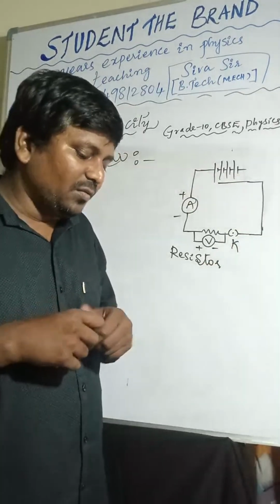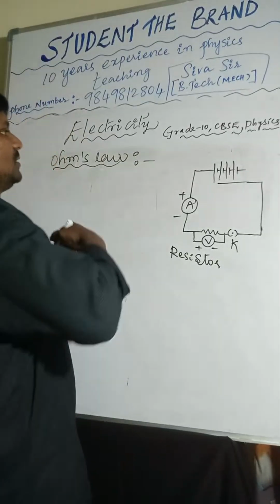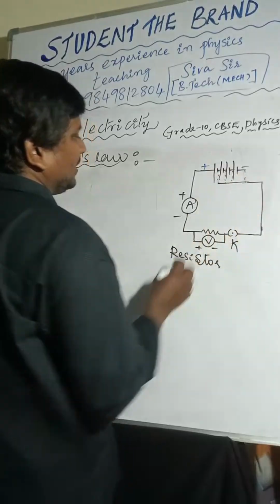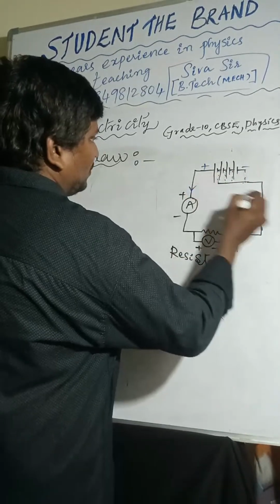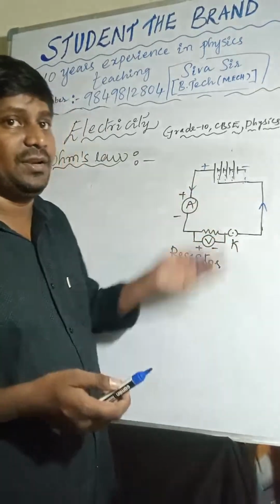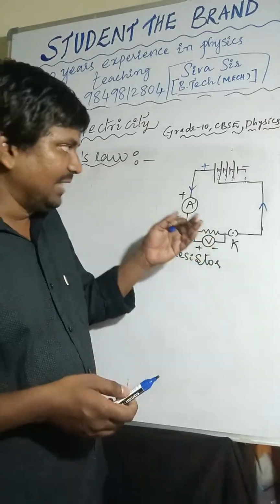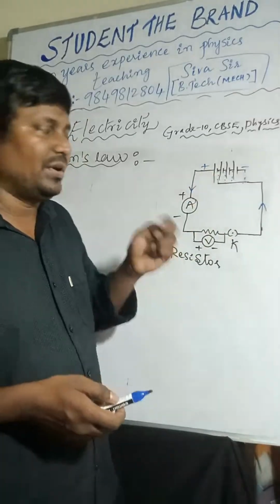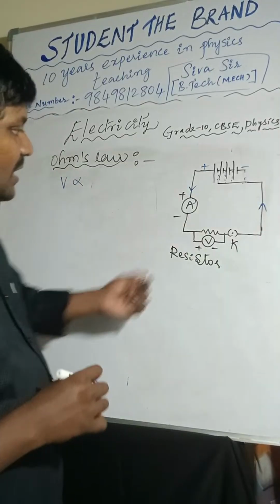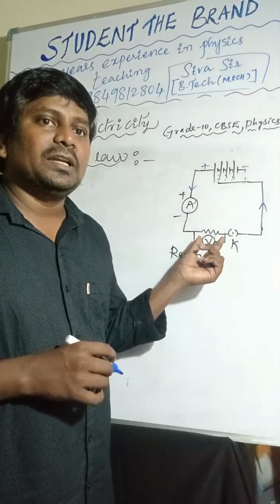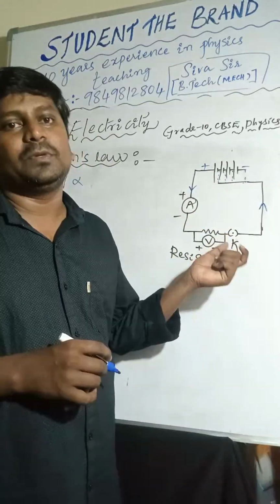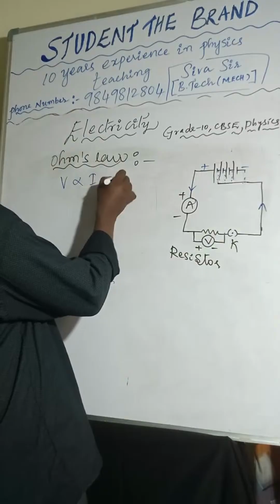What is this law? Ohm's law. If we consider that current is flowing in the circuit, the potential difference across the resistor is directly proportional to the current flowing through it. V is directly proportional to I, so V equals IR.